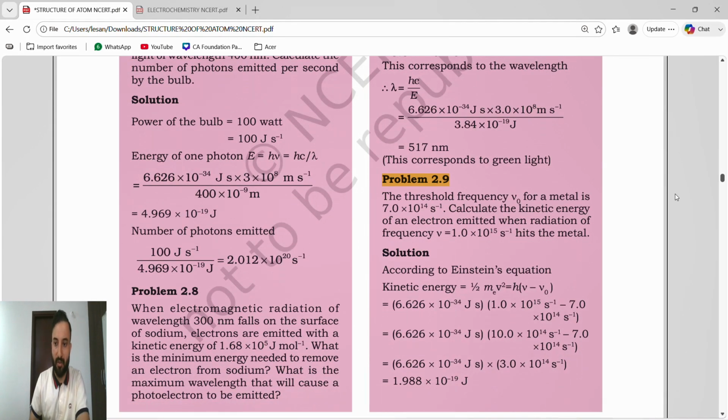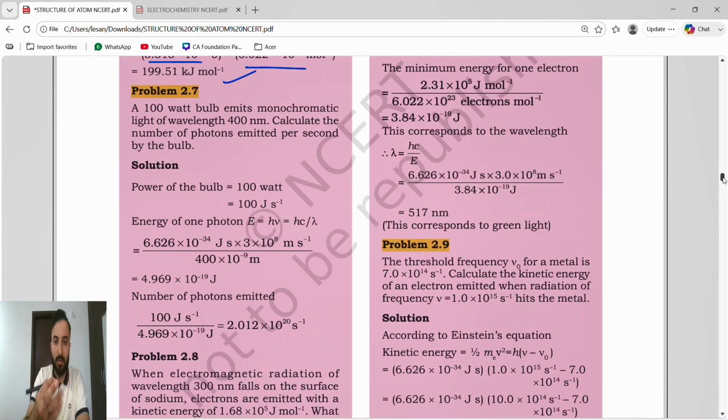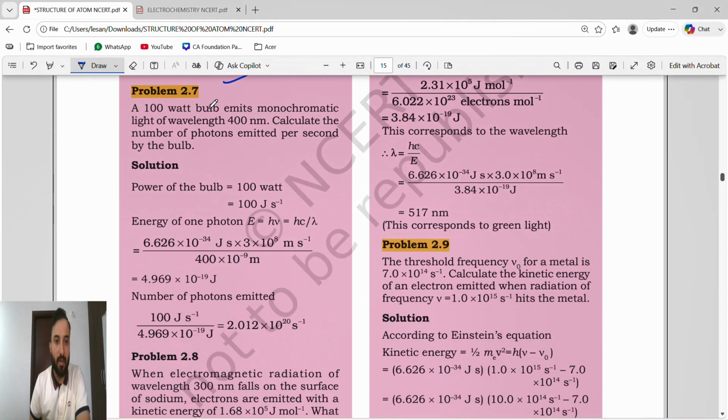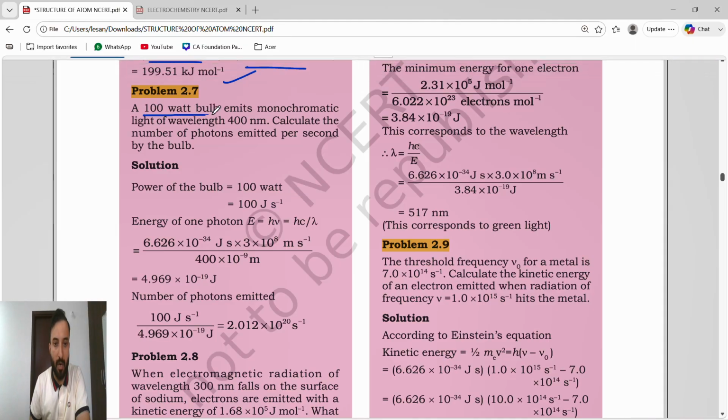Then problem 2.7. Problem is problem, but we don't know the solution. Even when we get the solution, we don't know what the question was. Look here. They said a 100 watt bulb. 100 watt bulb means what, guys? Power is given. Power of the bulb is 100 watt. I am not going to change anything. Just see, it emits monochromatic light of a given wavelength. Calculate the number of photons emitted per second by the bulb.